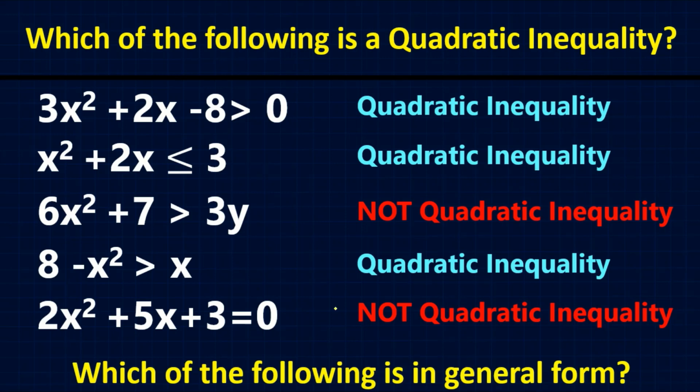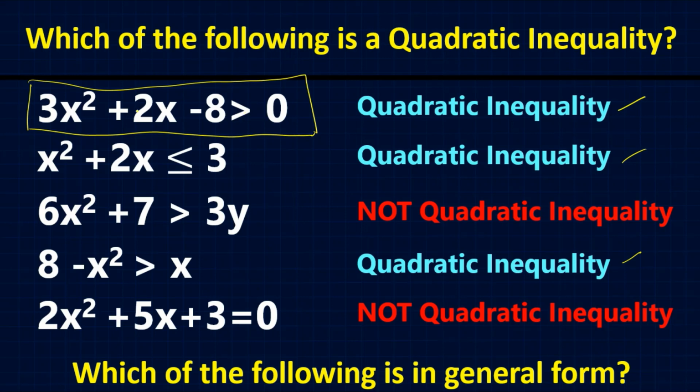Now, which of the following quadratic inequalities is in general form? We have three quadratic inequalities and we have to identify which among them is in general form. When we say general form, all the terms are placed on one side of the inequality and the other side is 0. So obviously, the quadratic inequality that is in general form is the first given, 3x squared plus 2x minus 8 greater than 0, because all the terms are placed on one side of the inequality and the other is 0.